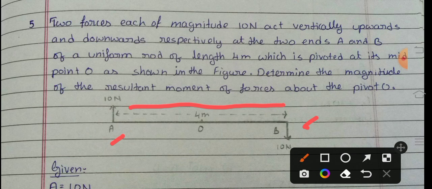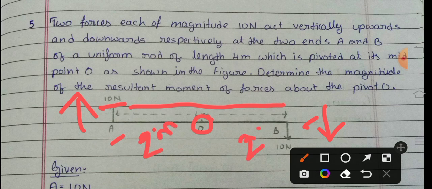At point A, the 10 Newton force is applied in the vertically upward direction, and at point B the force is applied in the downward direction, respectively at the two ends A and B. Now as you know, the length of this rod is 4 meter and its midpoint is O. So this side is 2 meter, this side is 2 meter, and OB is a 2 meter distance. Determine the magnitude of the resultant moment of force about the pivot O.